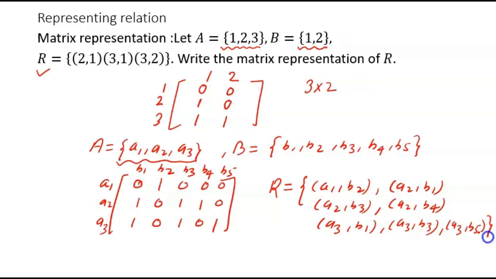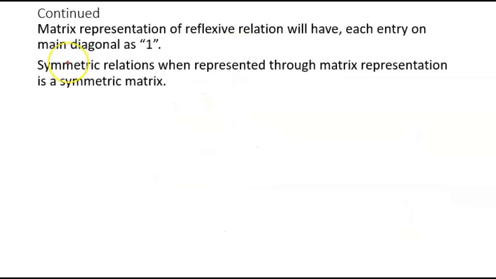So I hope you have understood that given any matrix representation, I can write its corresponding relation, and given any relation, I can write its corresponding matrix. So this is how we can use a matrix to represent a relation. There are two important observations that we need to keep in mind. One is that if I am writing the matrix representation of a reflexive relation, then each entry along the main diagonal will be 1. Why is it so?